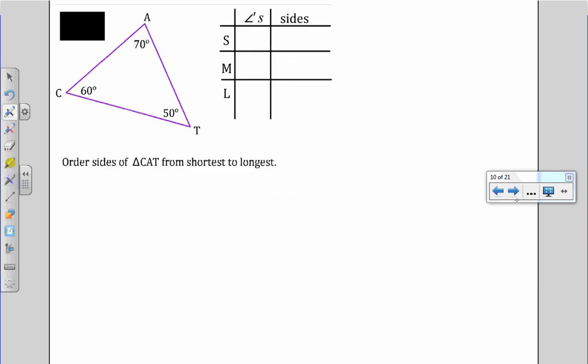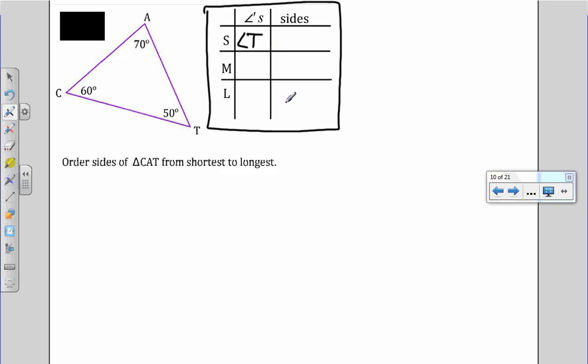So let's see how this actually applies here. It says order the sides of triangle CAT from shortest to longest. Well, in order to find the order of the sides, we must order the angles first. And we have this nice little chart here. It talks about small, medium, and large. So our smallest angle is which one? Which one is the smallest? Angle T is 50 degrees. It is the smallest. So angle T is the smallest. Then it's angle C, which is 60. And then it's angle A, which is 70 degrees.